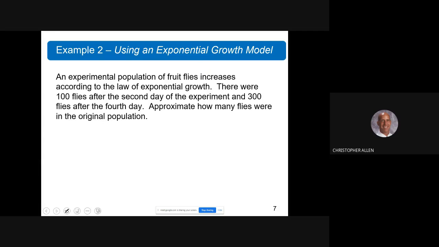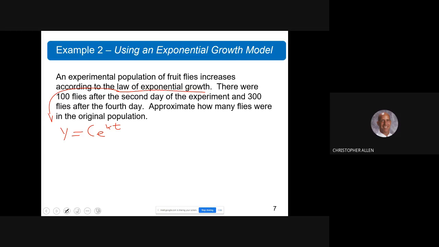An experimental population of fruit flies increases according to the law of exponential growth. There were 100 flies after the second day of an experiment and 300 after the fourth day. Approximate how many flies there were in the original population. So as soon as you see this, by the way, there's other things that we could have said here. We could have said that the growth is proportional to the size of the population. That would have also been a clue. So that tells us we know we're going to need this equation to find the answer to our problem.